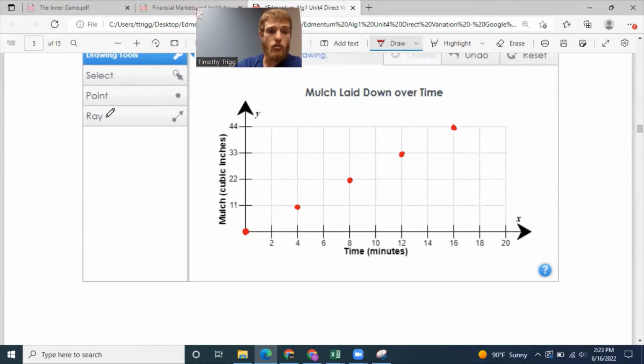Then you want to go ahead and use the ray tool. Click here and then drag to the next point. It should create a ray that looks like this. Make sure the arrowhead is on this side.